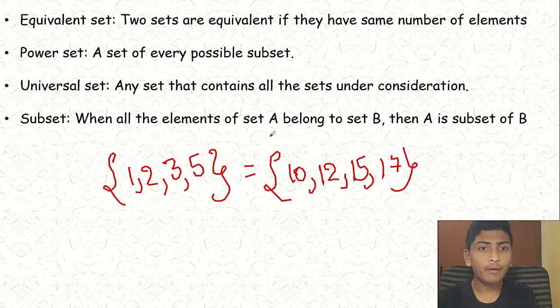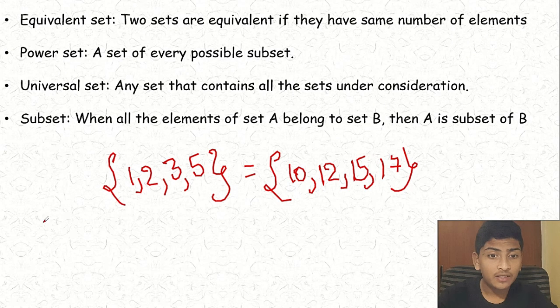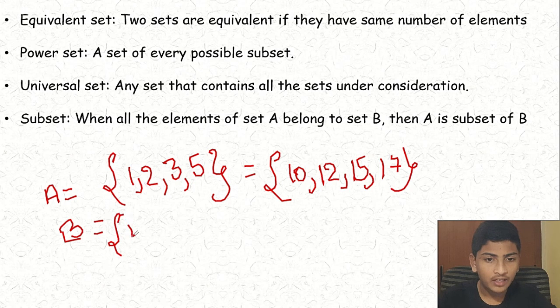Next, power set. A set of every possible subset. About subsets, first let's learn about subsets. When all elements of set A belong to set B, then A is a subset of set B. Here, if A is equal to 1, 2, 3, 5, and then B is a set that all should be there.